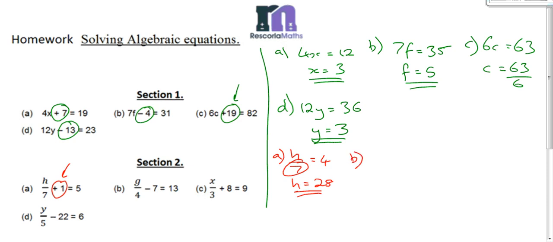Question B, we've got to get rid of this minus 7. So we've got g over 4 equals 20. Then we've got to get rid of this divided by 4. So the opposite of divided by 4 is times by 4. So 20 times by 4 is 80.